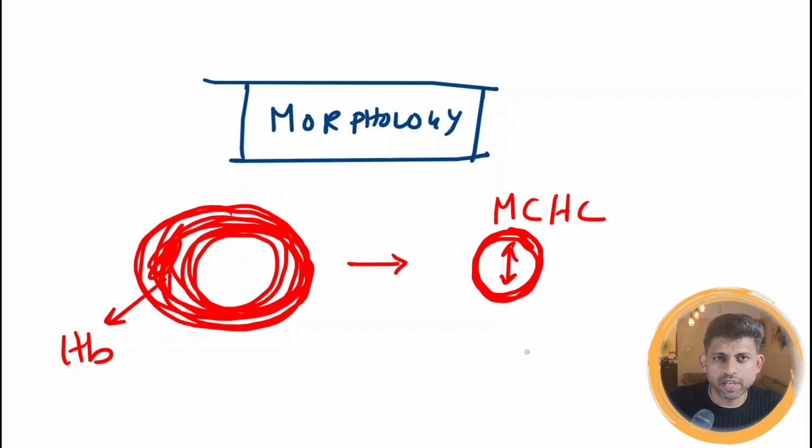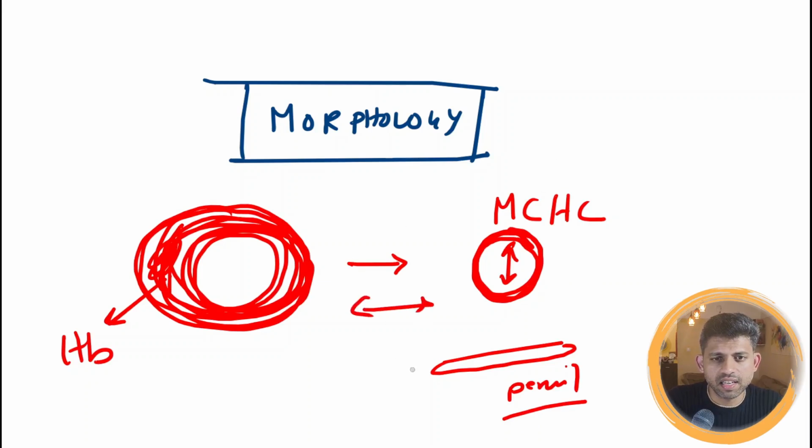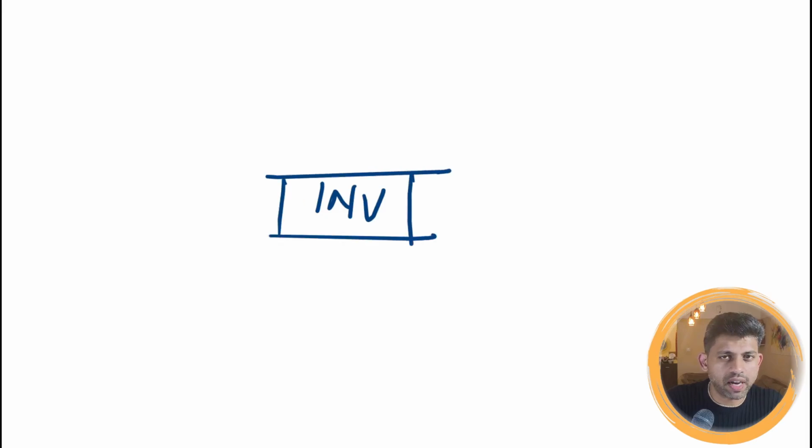Along with that, you get differently shaped RBCs, classically something called a pencil cell. So you get RBCs of varying sizes and varying shapes. So this is called anisopoikilocytosis.